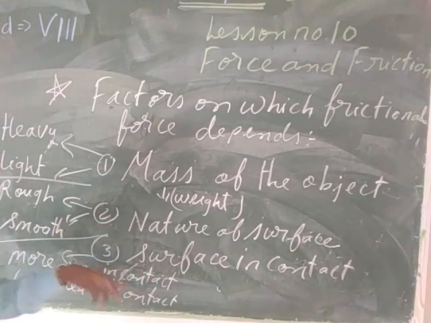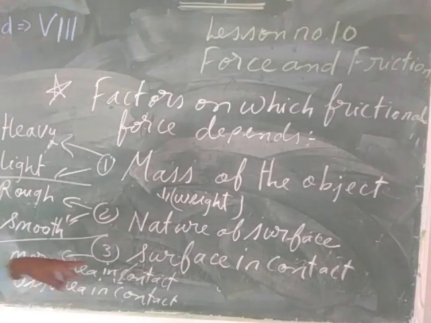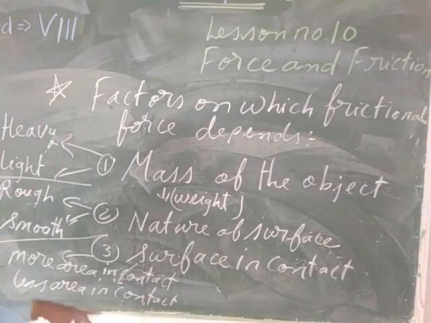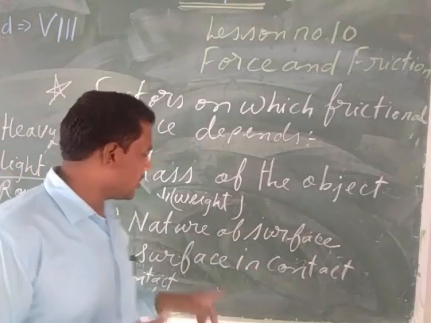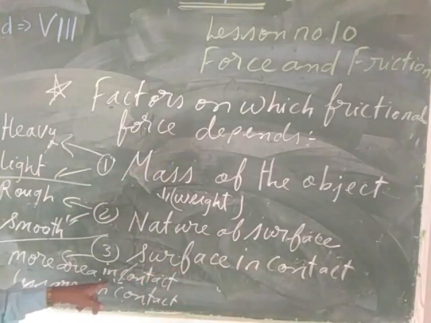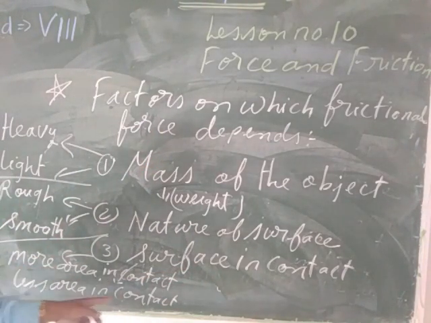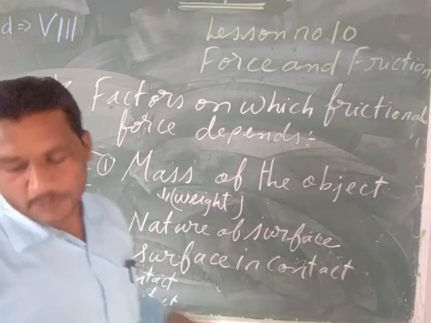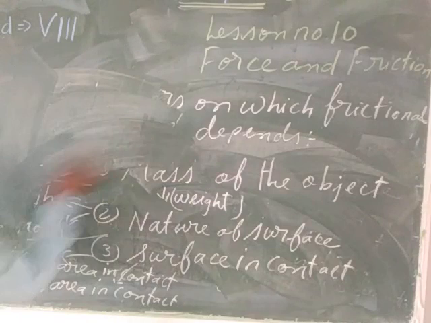Nature of surface: two types are there, rough surface and smooth surface. Suppose the surface is rough, more friction force will act. Suppose the surface is smooth, less friction force will act. In the same way, surface in contact means how much area of the two bodies are in contact. Suppose more area of the surfaces are in contact, more friction force will be there. And suppose less area of the surfaces are in contact, then less friction force will act. So my child, these are the three main factors on which the friction force depends.